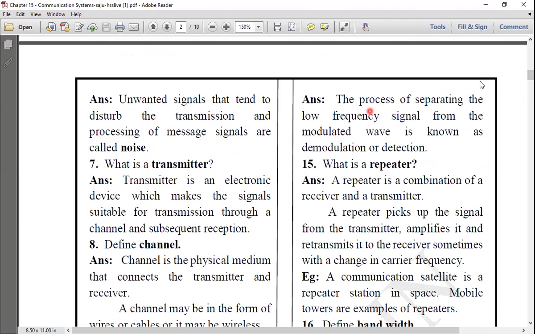Then what is demodulation? Demodulation is what? The process of separating signal, hai na? The process of separating low frequency signal from modulated wave is known as demodulation or detection. Yes. Next, what is repeater?